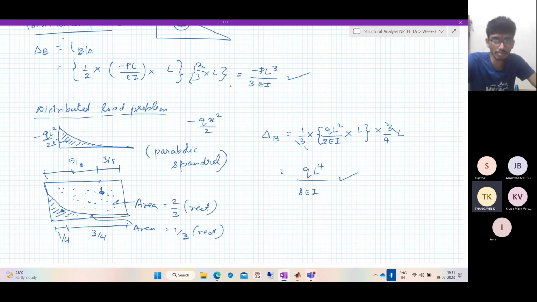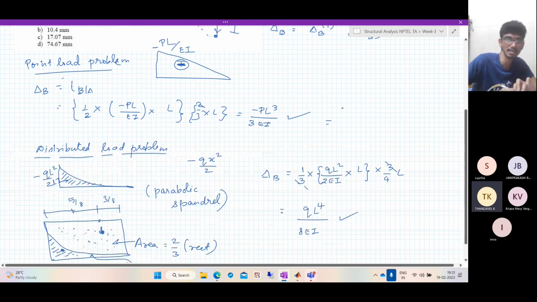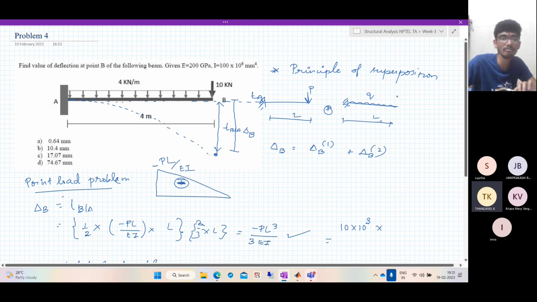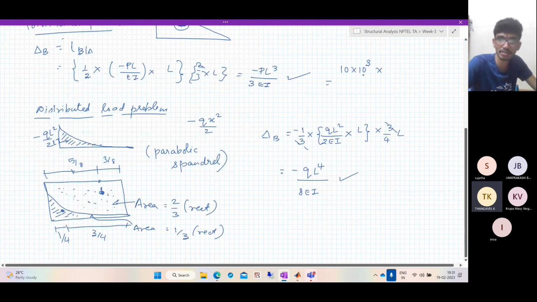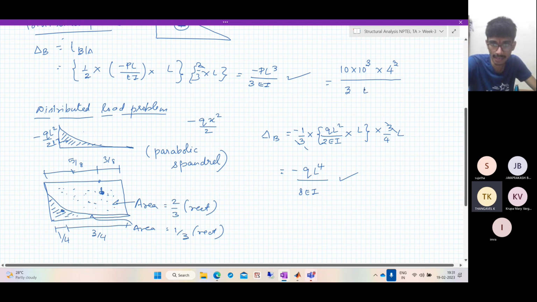Now let's find these magnitudes in actual correct magnitudes. So what is P? P is 10. And this is also negative, right? This is also negative. So P is 10 kilonewtons. So it's 10 into 10 power 3 into L cube. How much is L? L is 4 meters. So into 4 cube by 3 EI, let it be EI.